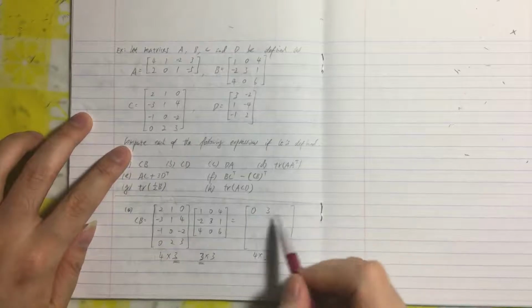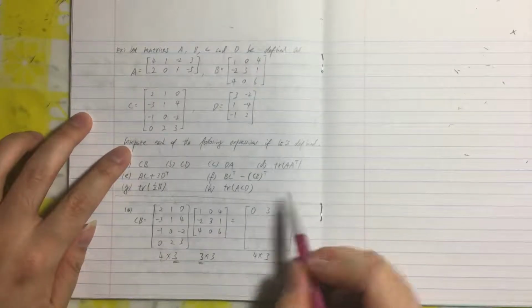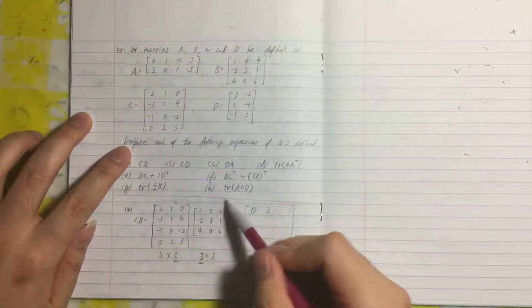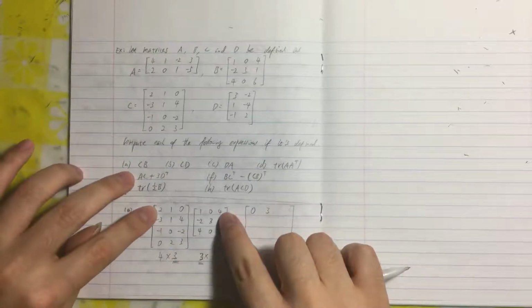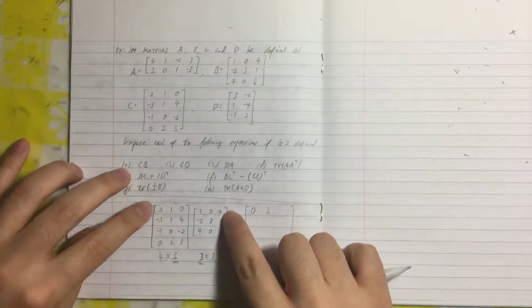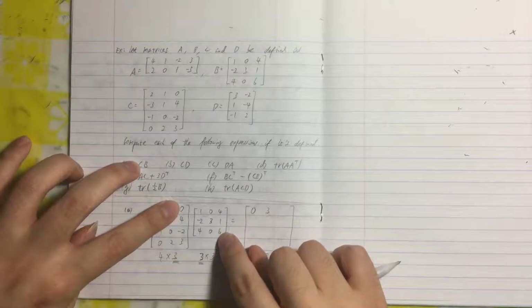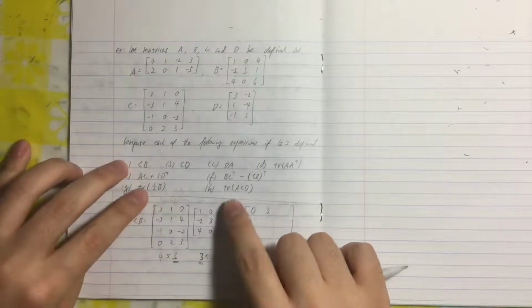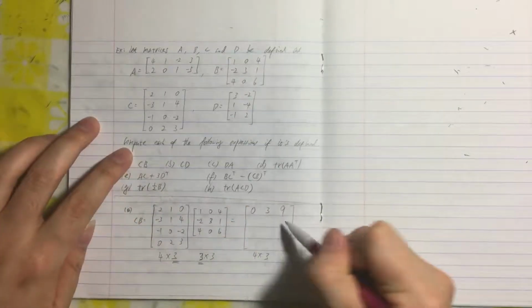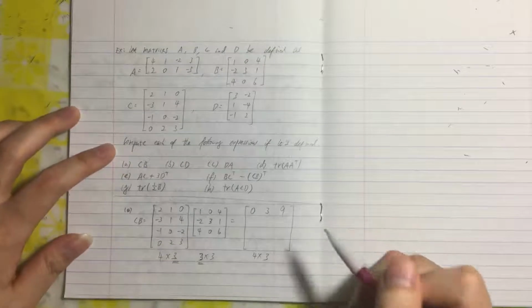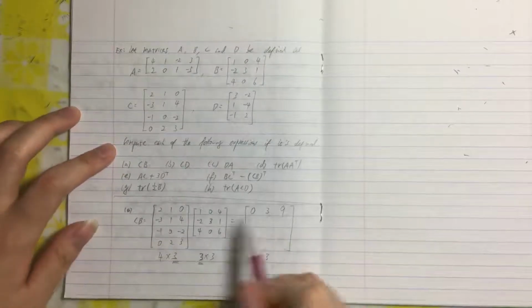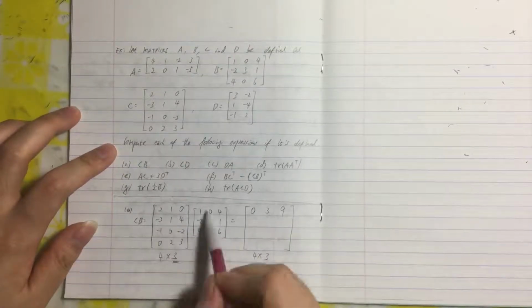Next, that's the first row, third column. I use first row times third column. 2 times 4 is 8, 1 times 1 is 1, 0 times 6 is 0. 8 plus 1 is 9.